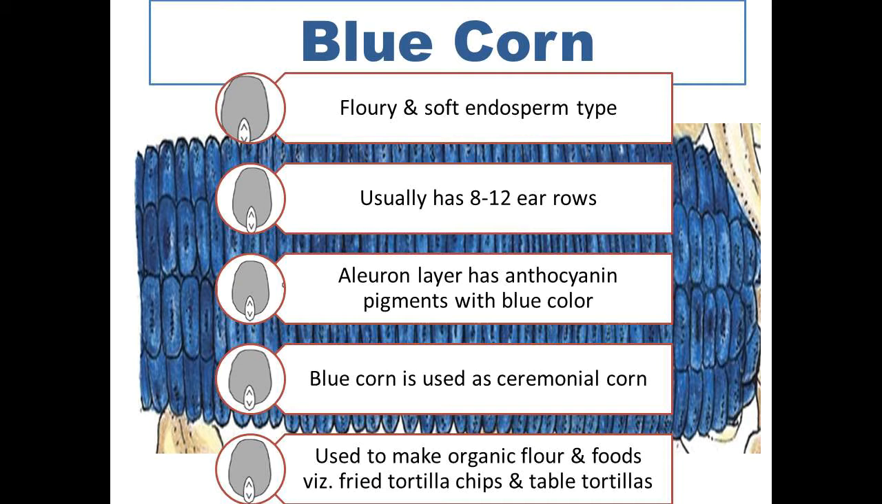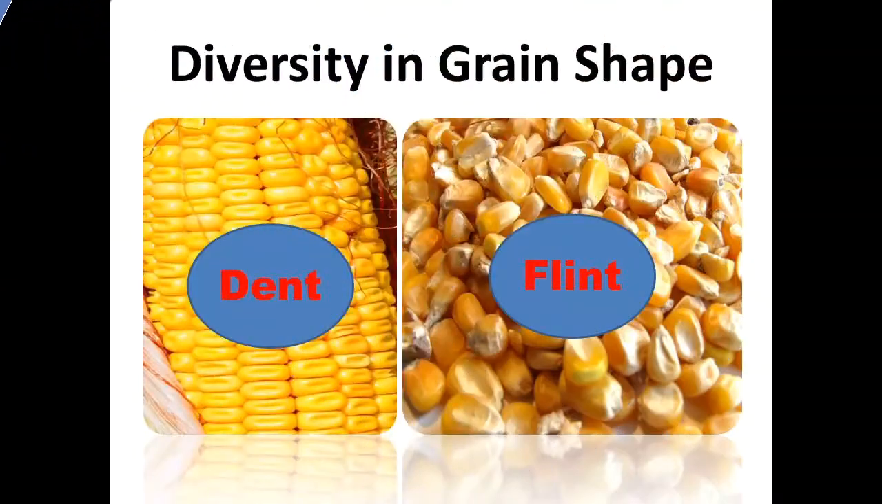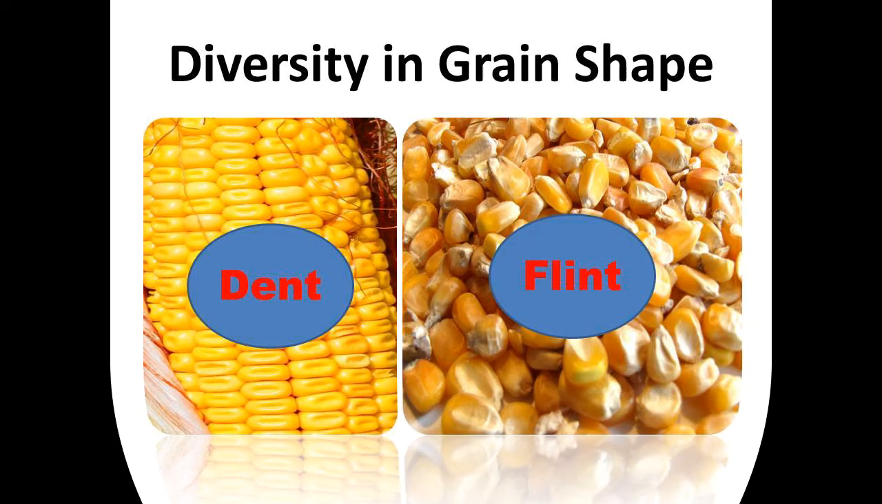So this was the main diversity with reference to grain color. The next type of diversity is in grain shape. Basically, there are two types of grain shapes in maize: one is dent and the other is flint. The dent type can be seen in this picture. Its crown has a dent, whereas the flint type crown is round or circular in shape.